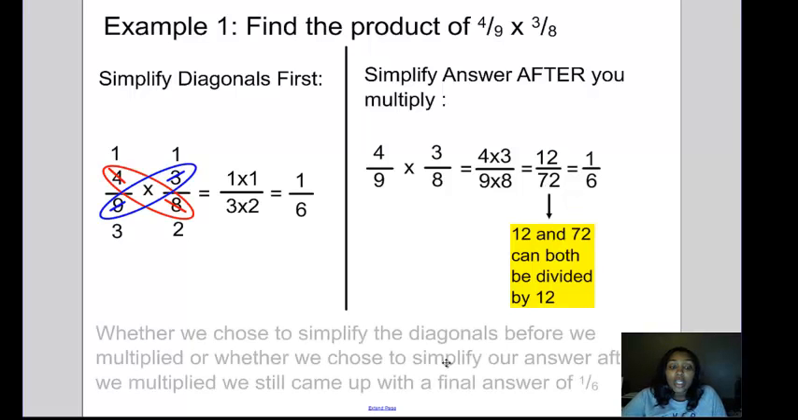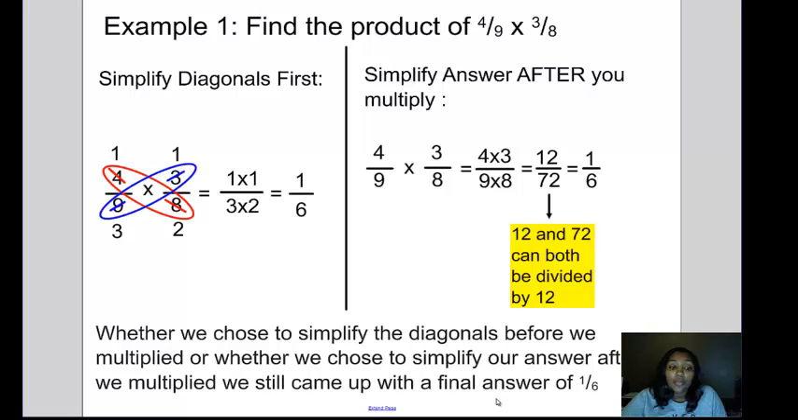So as you can see, whether we choose to simplify the diagonals before we multiply or simplify our answer after we multiply, we still came up with a final answer of 1/6.